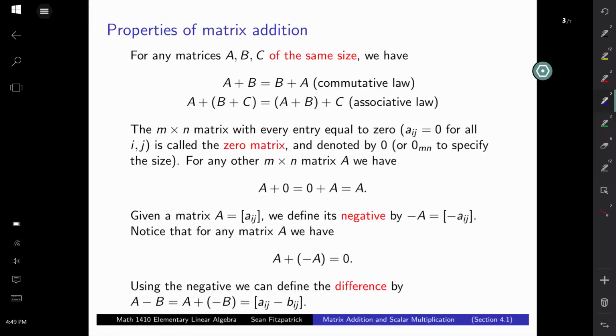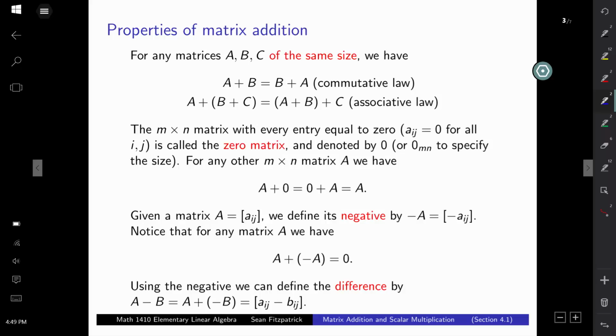What sort of properties does this matrix addition have? I'm listing them all here. I'm not going to go through the proofs. We can do a couple of them if you're interested. You can ask Jeff to do them in the tutorials if you want. The addition of matrices satisfies most of the properties that you expect it to satisfy.